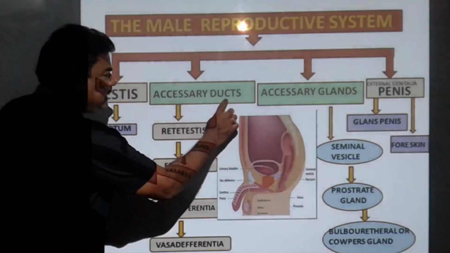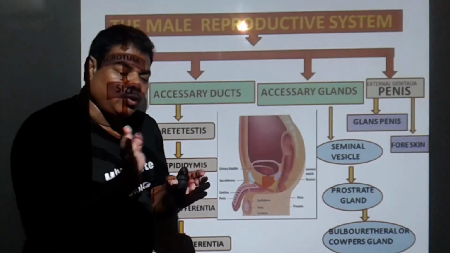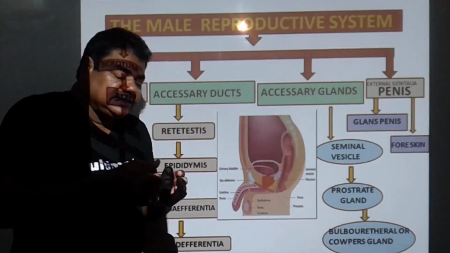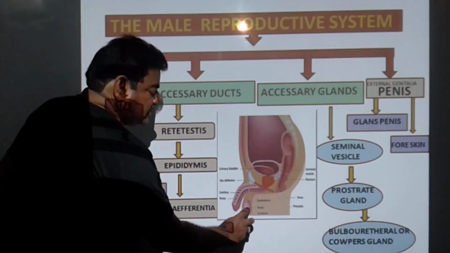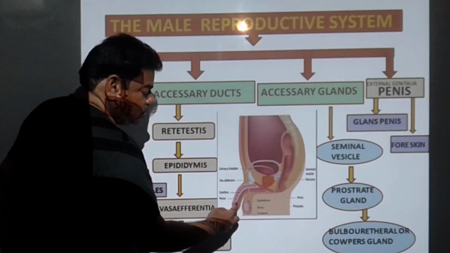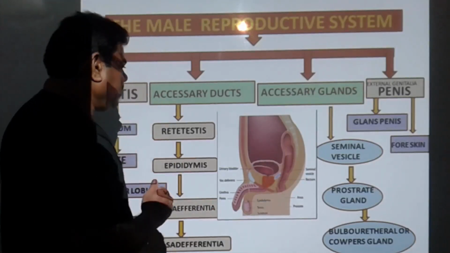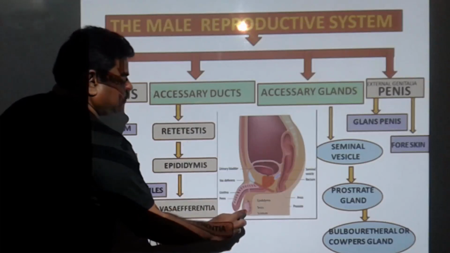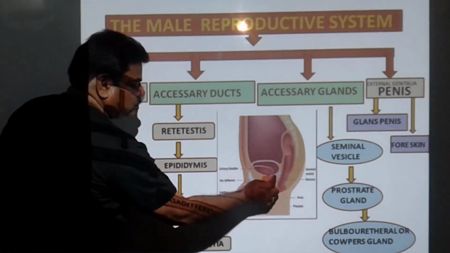Then the accessory duct. Accessory means supportive, means it supports transporting the sperm from the testes to the outside. The sperm gets ejaculated out of the body. Accessory means supportive. Duct means a tube-like structure. These are tubes.